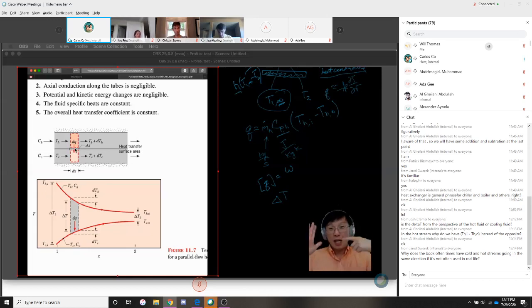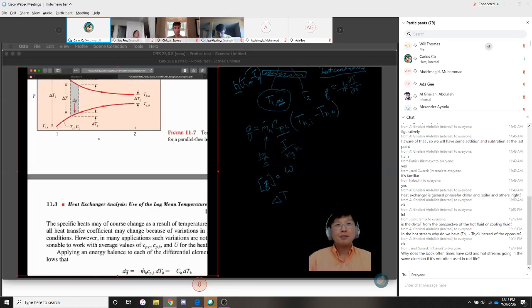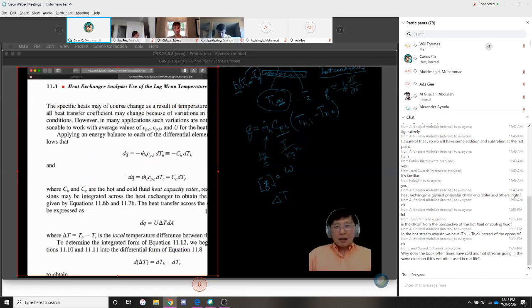So of course, as you go down the tube, if it's a concentric heat exchanger, that area is going to probably be the circumference multiplied by some differential length along the pipe. But it's some differential area that you can calculate. Okay, so let's keep going here. Now this is the part where things gradually become progressively more interesting.